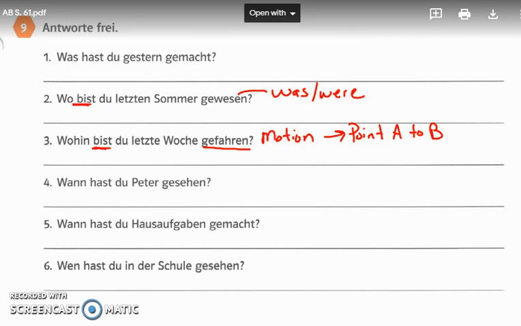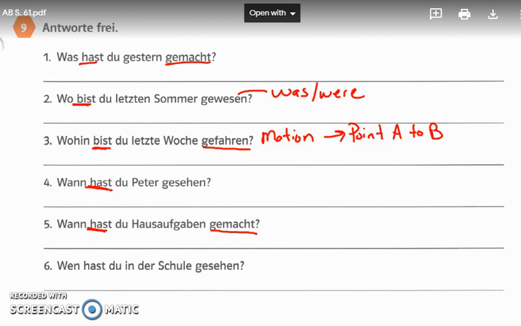So let's look at the next one, number 4. Wann hast du Peter gesehen? When did you see Peter? So notice we have a haben form as our helping verb this time. Number 5, wann hast du Hausaufgaben gemacht? When did you do homework? So notice again, hast goes with gemacht, just like it did up here. A past participle is not going to change the helping verb it works with. Okay, they're lifetime partners. They stay together.